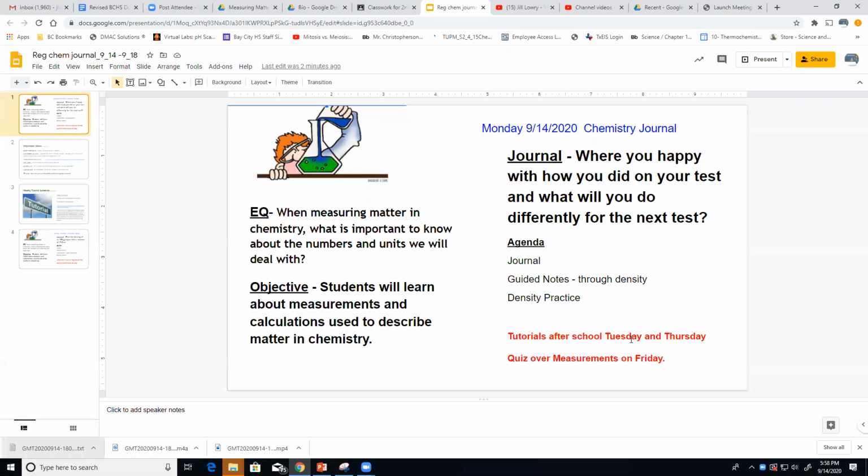All right, chemistry for Monday 9/14. Starting a new unit, we're looking at measuring matter. So dealing with numbers and with units. Any number in chemistry, or I should say 99% of the time, a number in chemistry is going to have a unit with it. If not, it's considered a naked number and it doesn't really have a lot of meaning. So those are the things we're going to talk about in this unit.